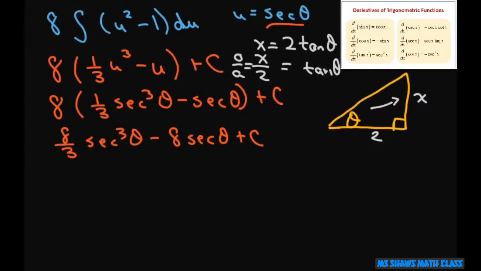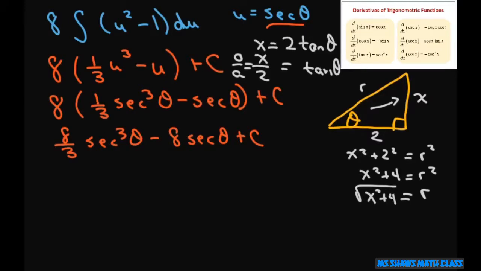When you use the Pythagorean theorem to get, let's just call this r, you're going to get x squared plus 2 squared equals r squared. So we get x squared plus 4 equals r squared, or r, and it has to be positive, so it's going to be the square root of x squared plus 4. So there's your triangle. Now we can simplify this further because we have to send it back.